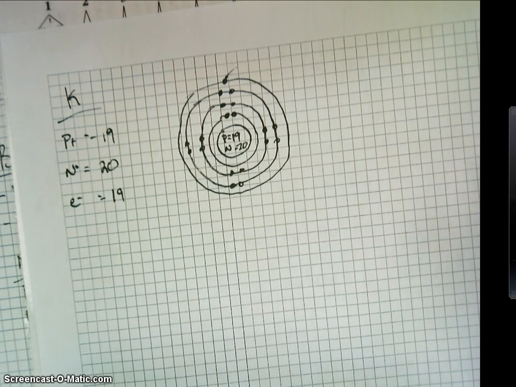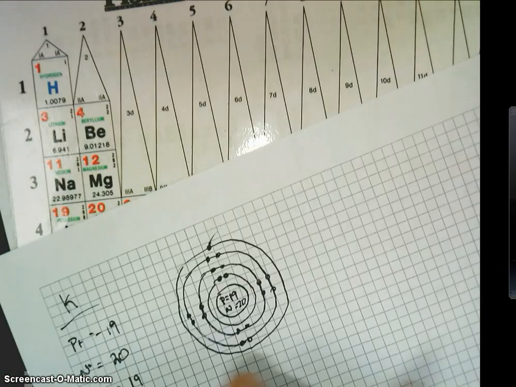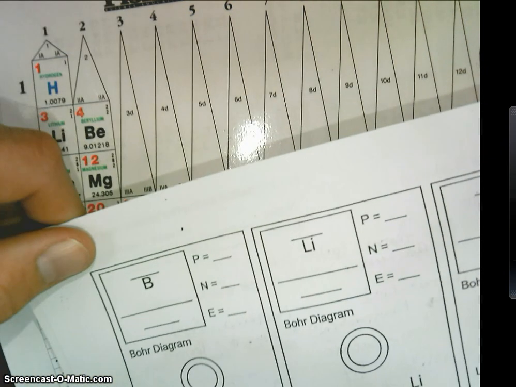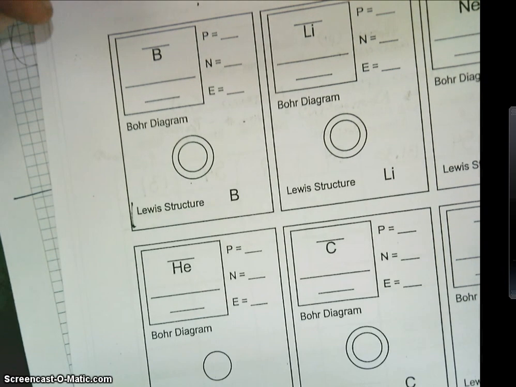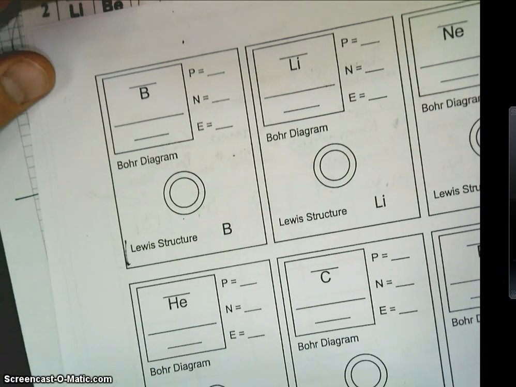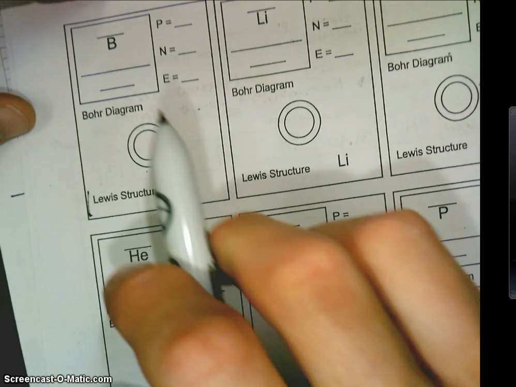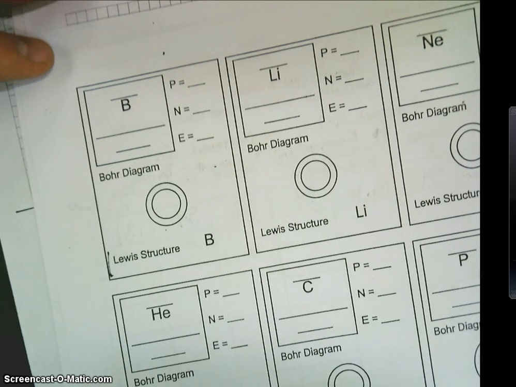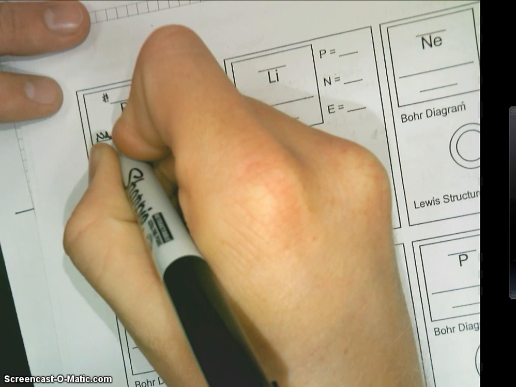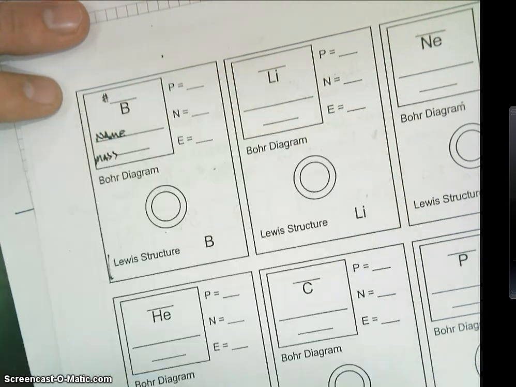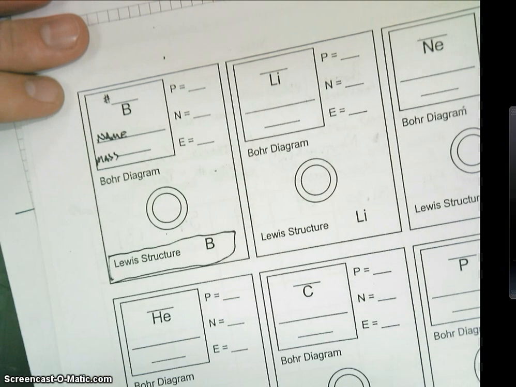At this point, you should be able to fill out everything on the second page, except for this bottom Lewis dot structure. I'm going to show you how to do Lewis dot in our next video. Go ahead and finish this whole chart using our examples. Again, boron, lithium. I want to show you that this is the number, this is the name, this is the mass, and then all the other things: protons, neutrons, electrons, Bohr diagram. Again, like I said, leave the Lewis dot alone. We'll teach you how to do that in our next video.